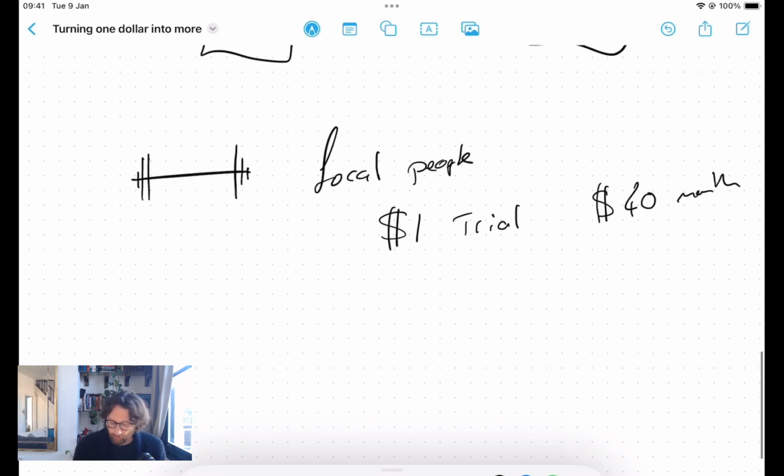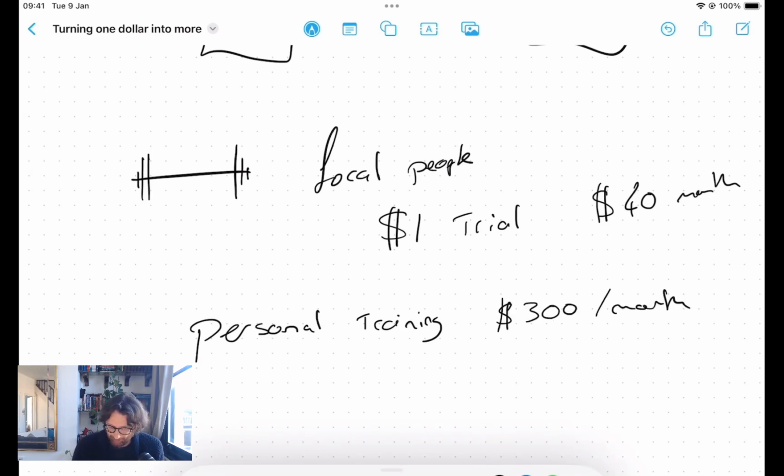Perfect. That is going to be a nice little revenue stream, but it's not necessarily going to be groundbreaking. Your high ticket offer is personal training. That's where you make your money. You do personal training, and that is $300 a month. So you're looking at under 10 times the increase from this to that.